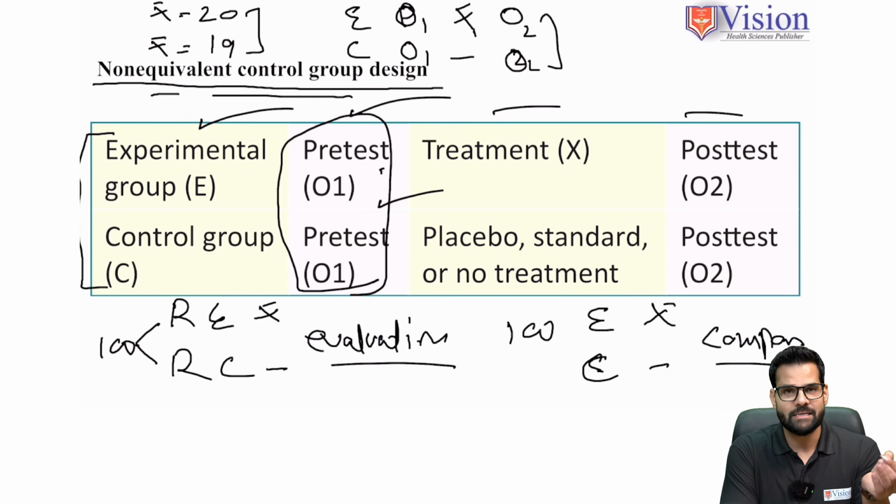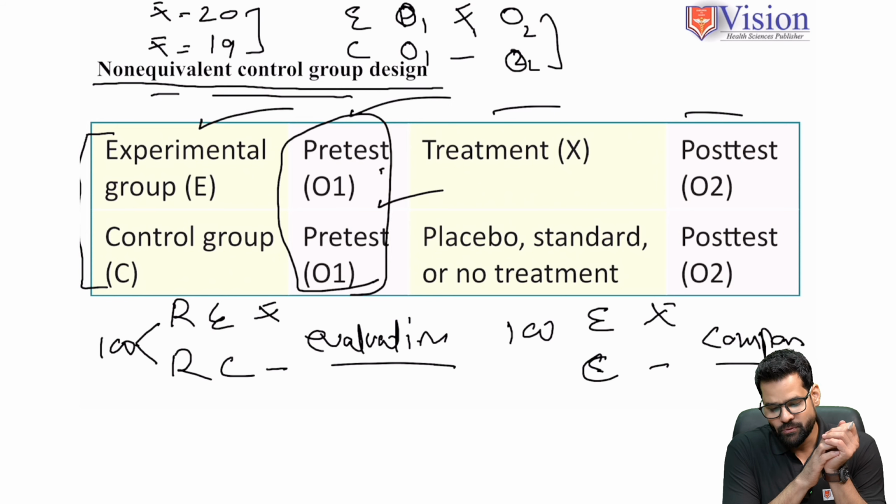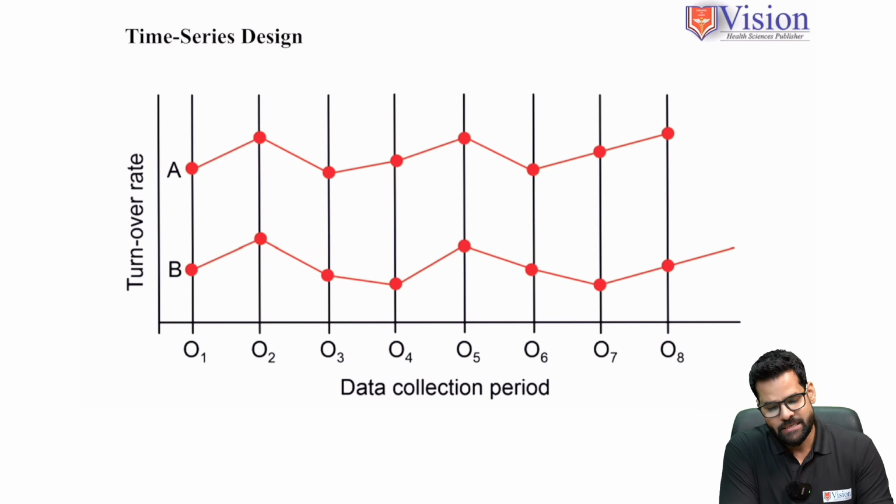So we can say they seem to be comparable. So that's why this design is good design, I can say, as compared to the other pre-experimental designs. Then next is a time series design.